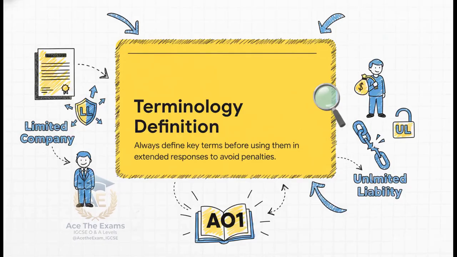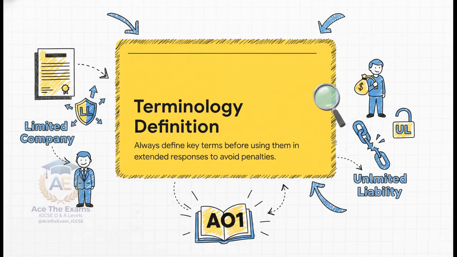Moving on, let's talk about an examiner alert. When we read through the Cambridge Principal Examiner reports, which are absolute goldmines by the way, they consistently reveal a very frustrating trend. Candidates, even the smart ones, lose vital marks because they confuse key terminology. You simply cannot afford to be vague when you are setting up your answer. You must define key business entity terminology clearly before you start utilizing it in your extended responses.